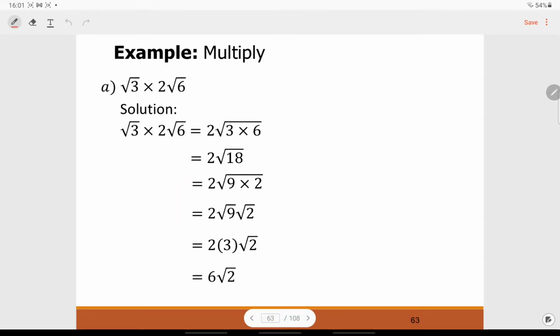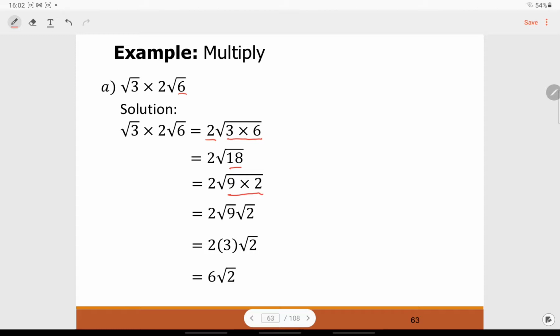Okay, now we consider this example. Multiply the following. We have surd 3 times 2 surd 6. Okay, how to solve this problem? Again, 6 can be factorized to 3. So this one, okay. So that means we can multiply. So we have 1 times 2, we have 2. 3 times 6, we have this one equal to 18. And 18 can be further factorized, becomes 9 times 2.